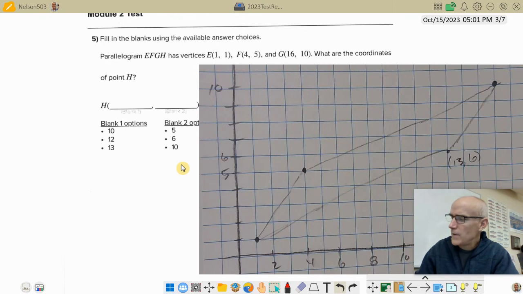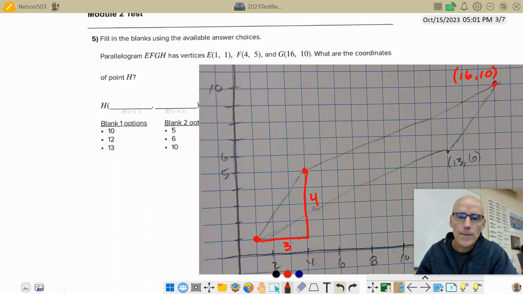All right, number 5, I graphed these points. The points they gave me were 1, 1, right? So like right down here, 1, 1, 4, 5, 16, 10, right over here, right? And then what I did was I counted how much am I going over. I'm going over 3 and I'm going up 4 to get from one spot to the other. Or I could say from here to there, right? I've got to go down 4 and to the left by 3.